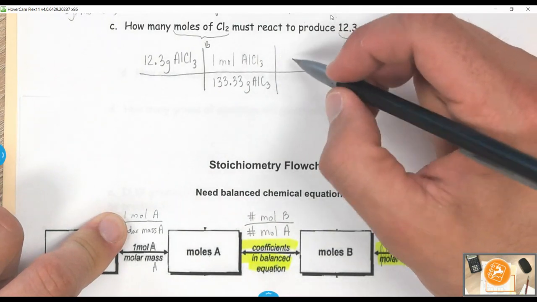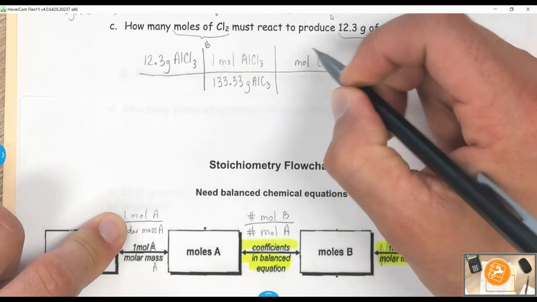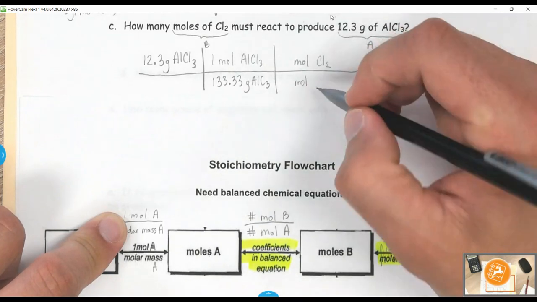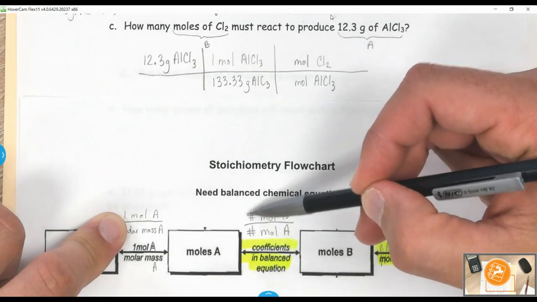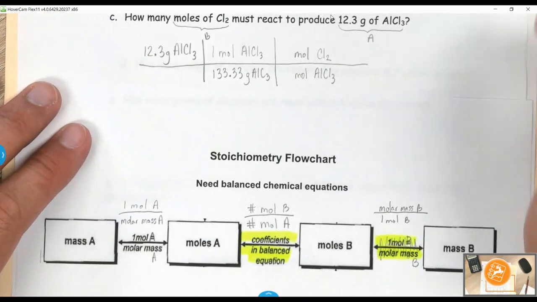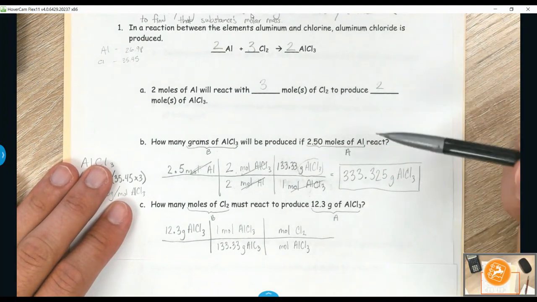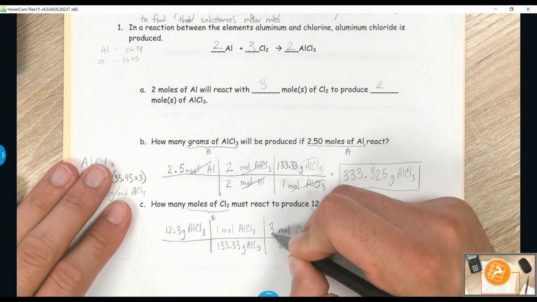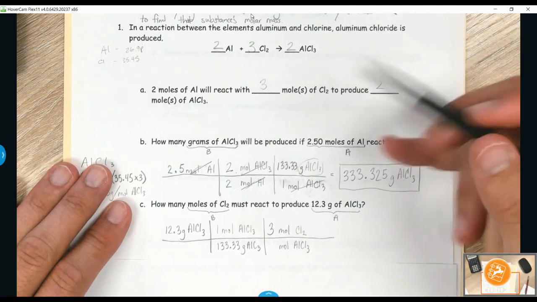So moles of substance B, what was substance B again? Cl2. And moles of substance A has to go on bottom. Substance A was aluminum chloride. Now, where do these numbers come from? The coefficients in the balanced equation. Where's the balanced equation? It's all the way back up at the top. So what is the coefficient in front of Cl2? 3, so that is where the number 3 is going to come from. And what is the coefficient in front of the aluminum chloride? 2.